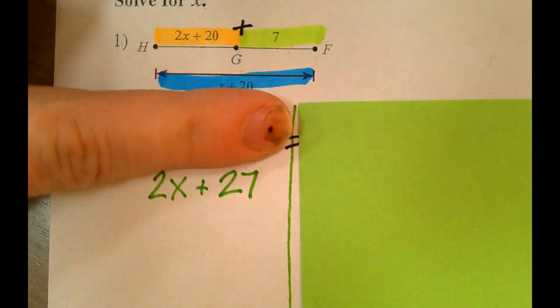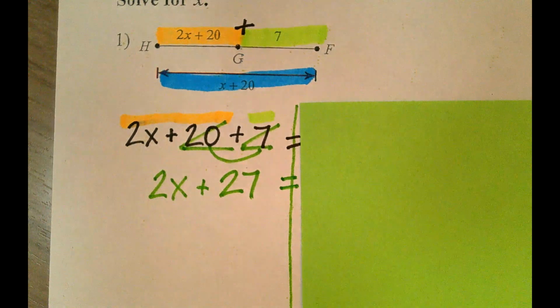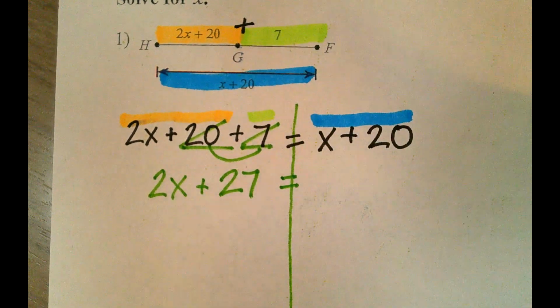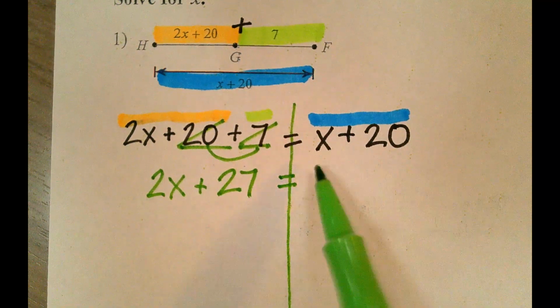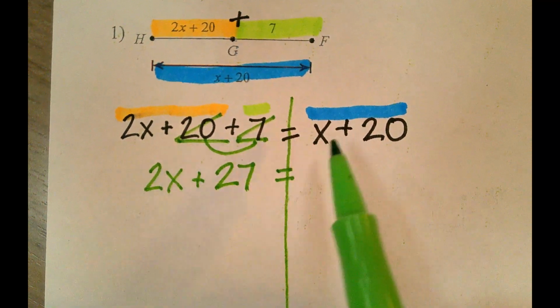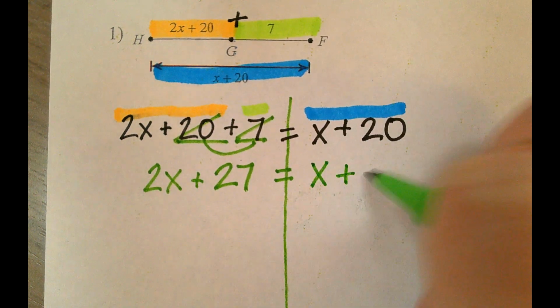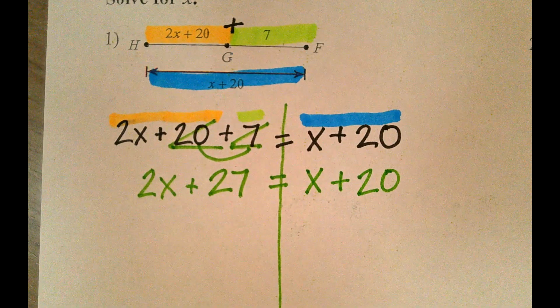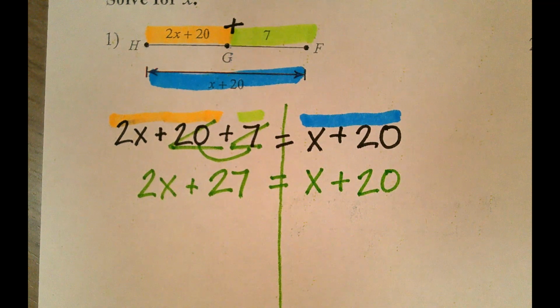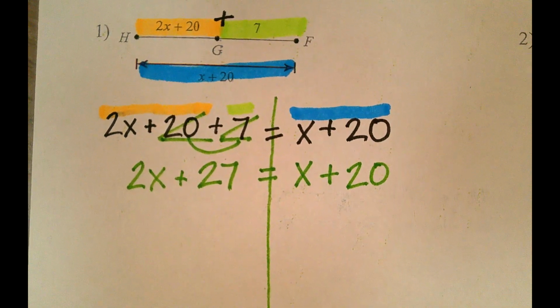Okay, so I'm done with that. I'll bring down my equal sign. Now let's look at the other side. Can anything be combined here? No, because they don't both have x, so I'm just going to bring that down. x plus 20. Can't do anything yet. Okay, so now I'm looking at my whole problem.